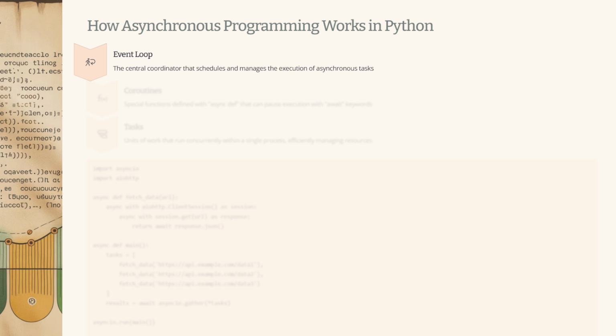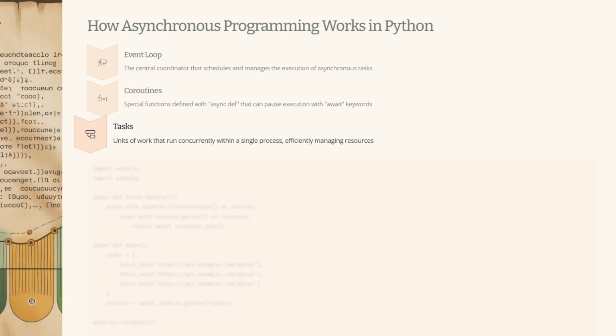There's first an event loop, the central coordinator that schedules and manages the execution of asynchronous tasks. Then there's a coroutine, a special function defined with async def that can pause execution with the await keyword. And finally we have units of work that run concurrently within a single process, efficiently managing resources.